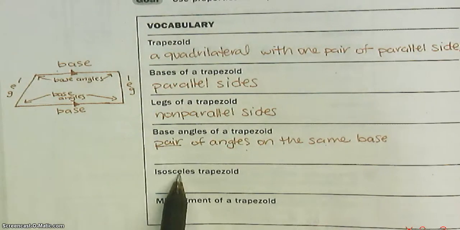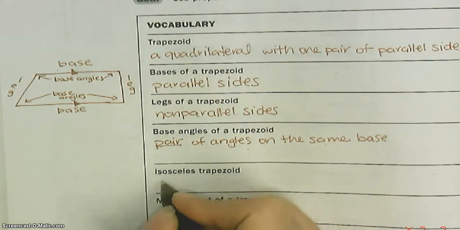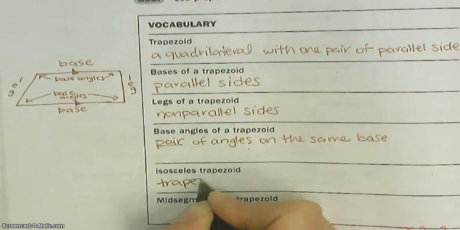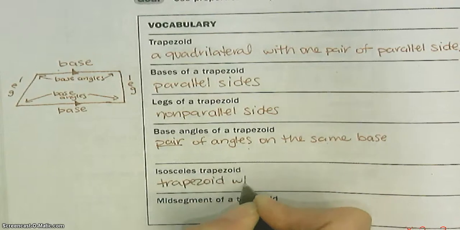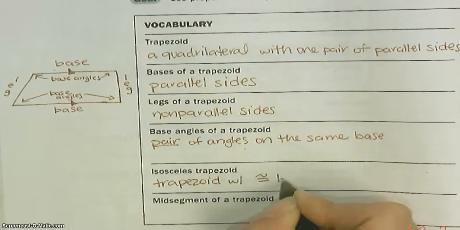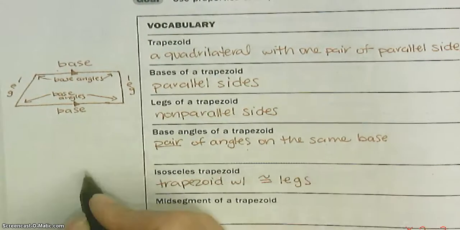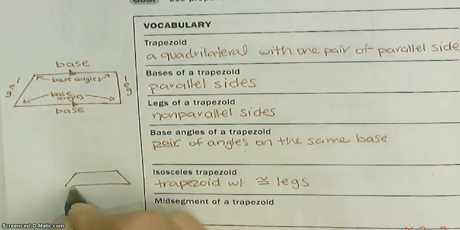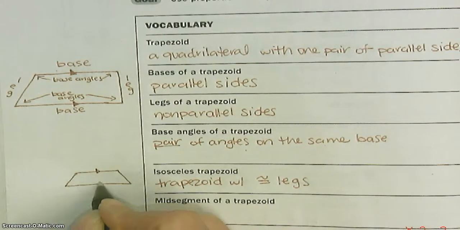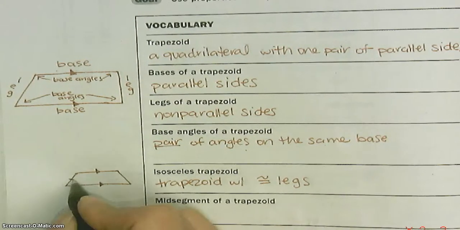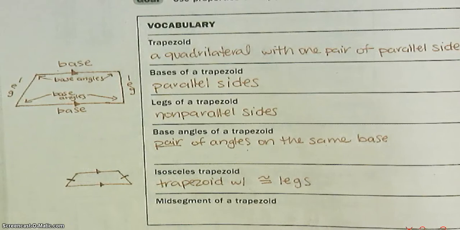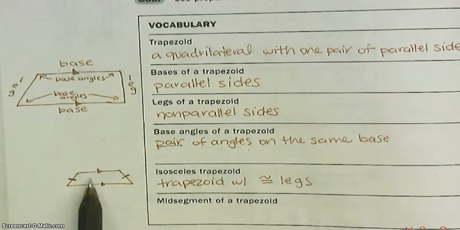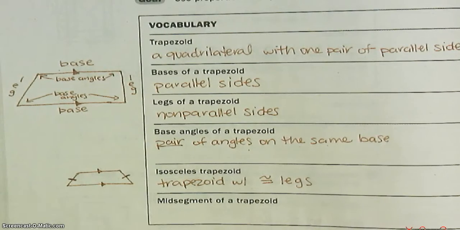Now in isosceles, we've heard this word before. We have two sides the same. So an isosceles trapezoid is a trapezoid with congruent legs. So let me show you what that looks like. So you've got your bases that are parallel, and this leg is equal to this leg. Notice here I used arrows, and here I used tick marks.